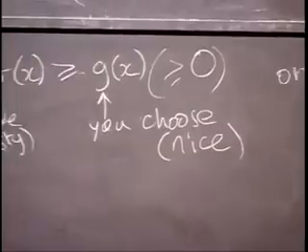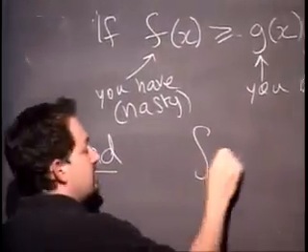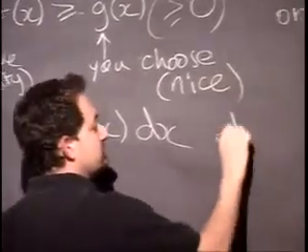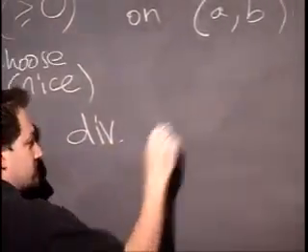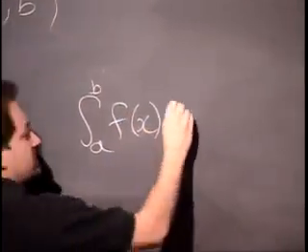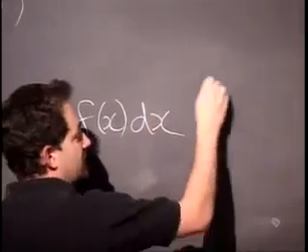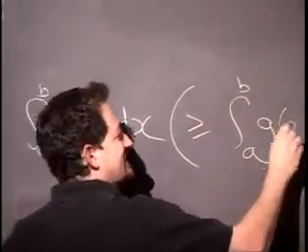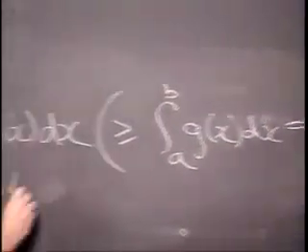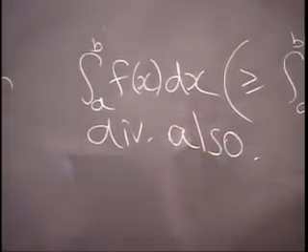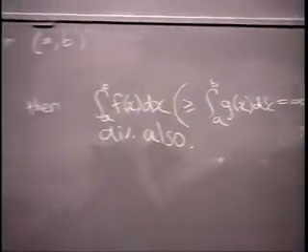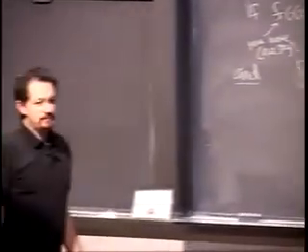So if this is true, and the integral of g diverges, then this integral diverges too. Again, by way of understanding what's going on, diverges also. And that is the comparison test, or at least it's one half of the comparison test. So here's an example.